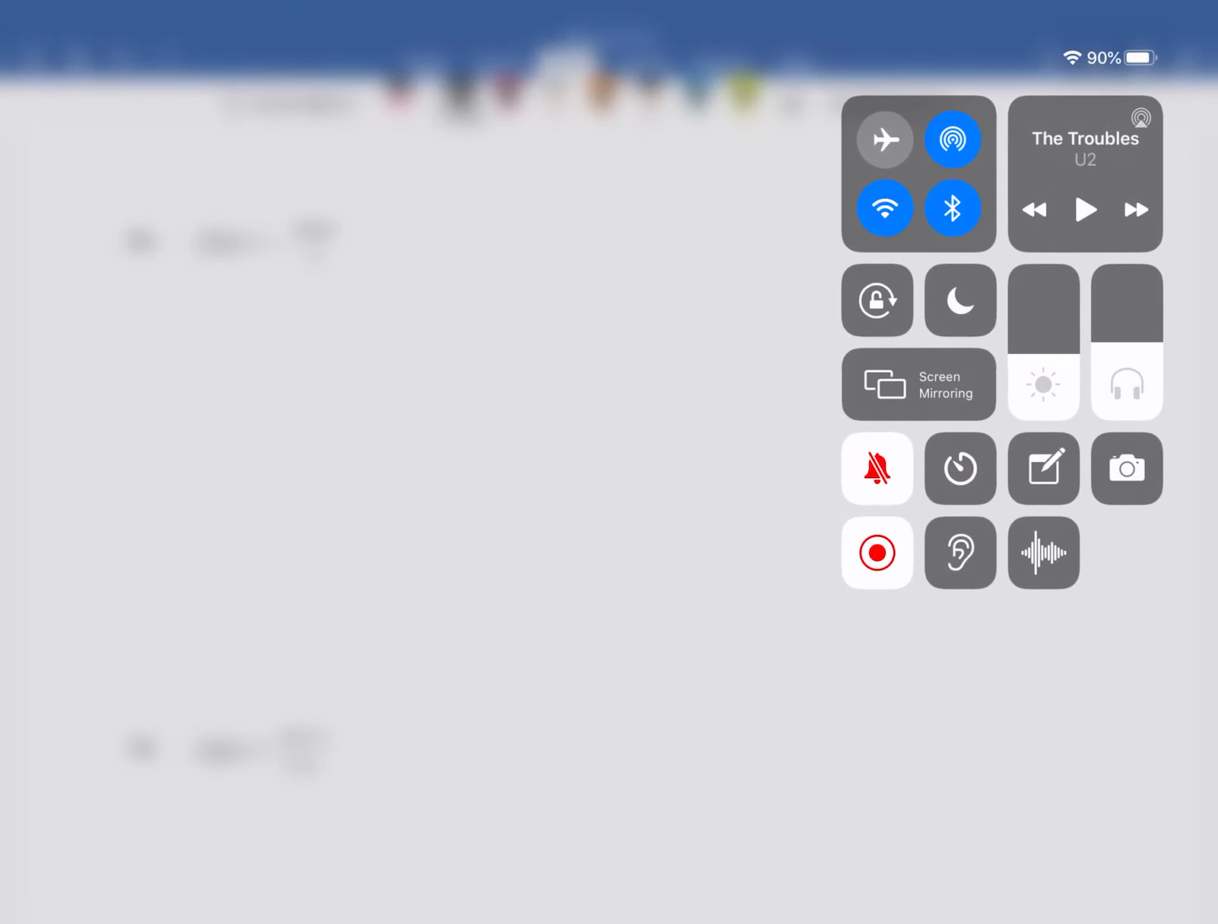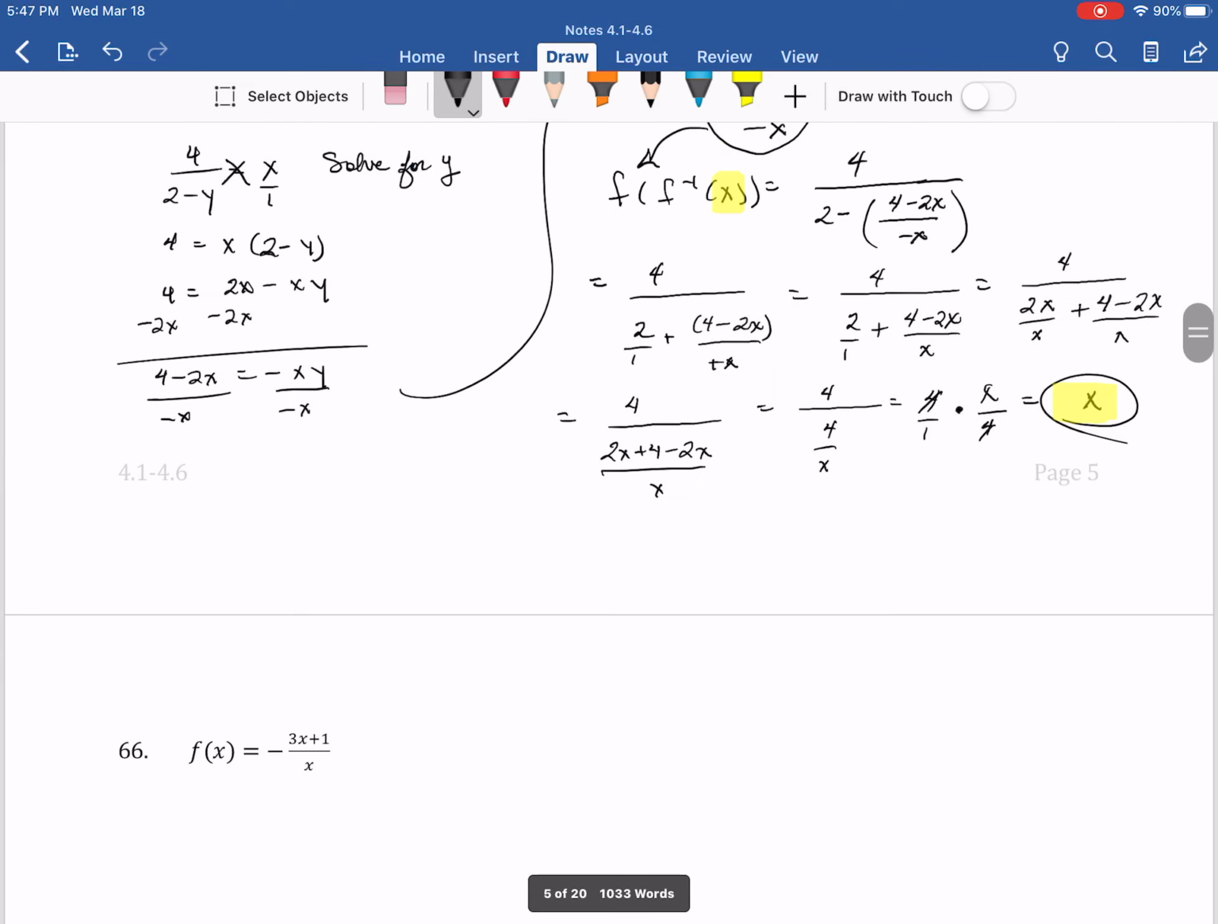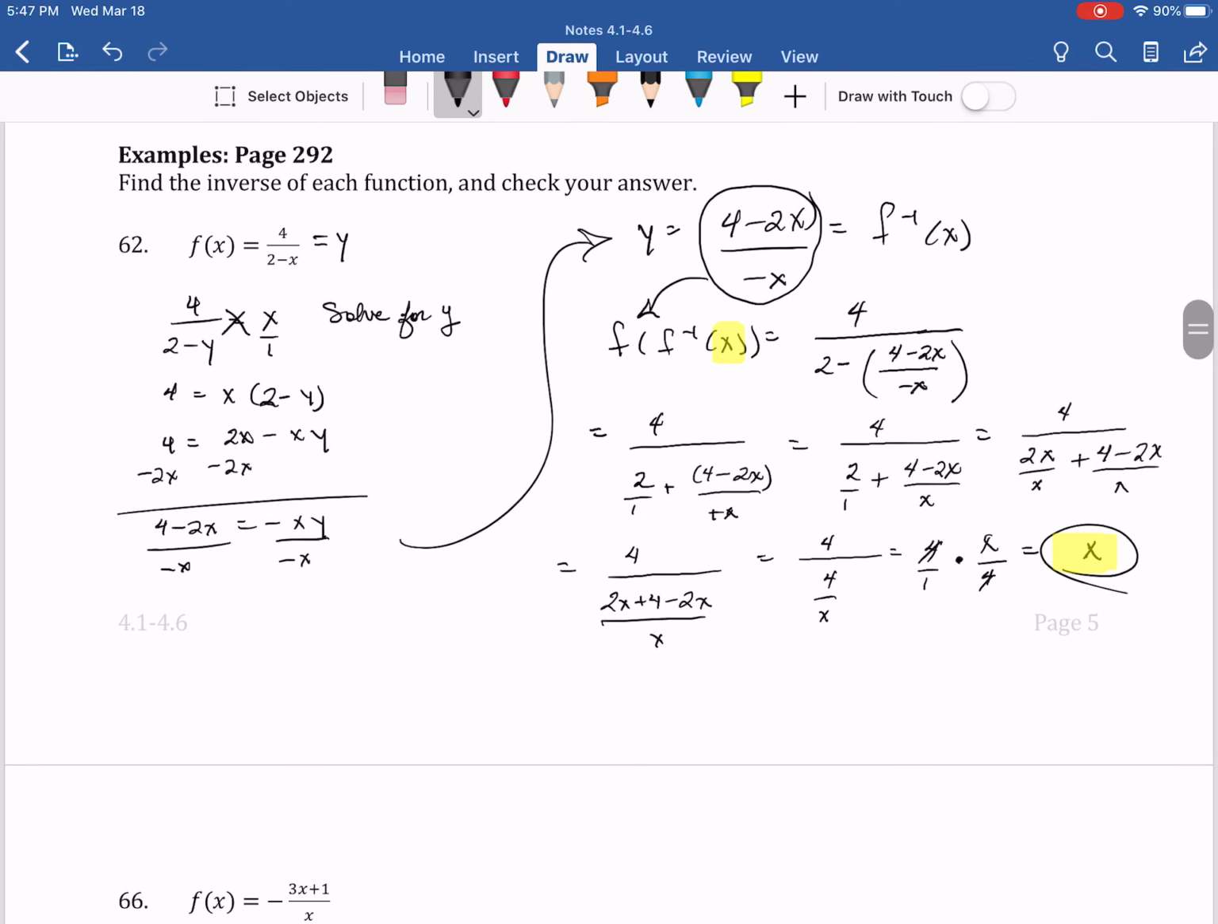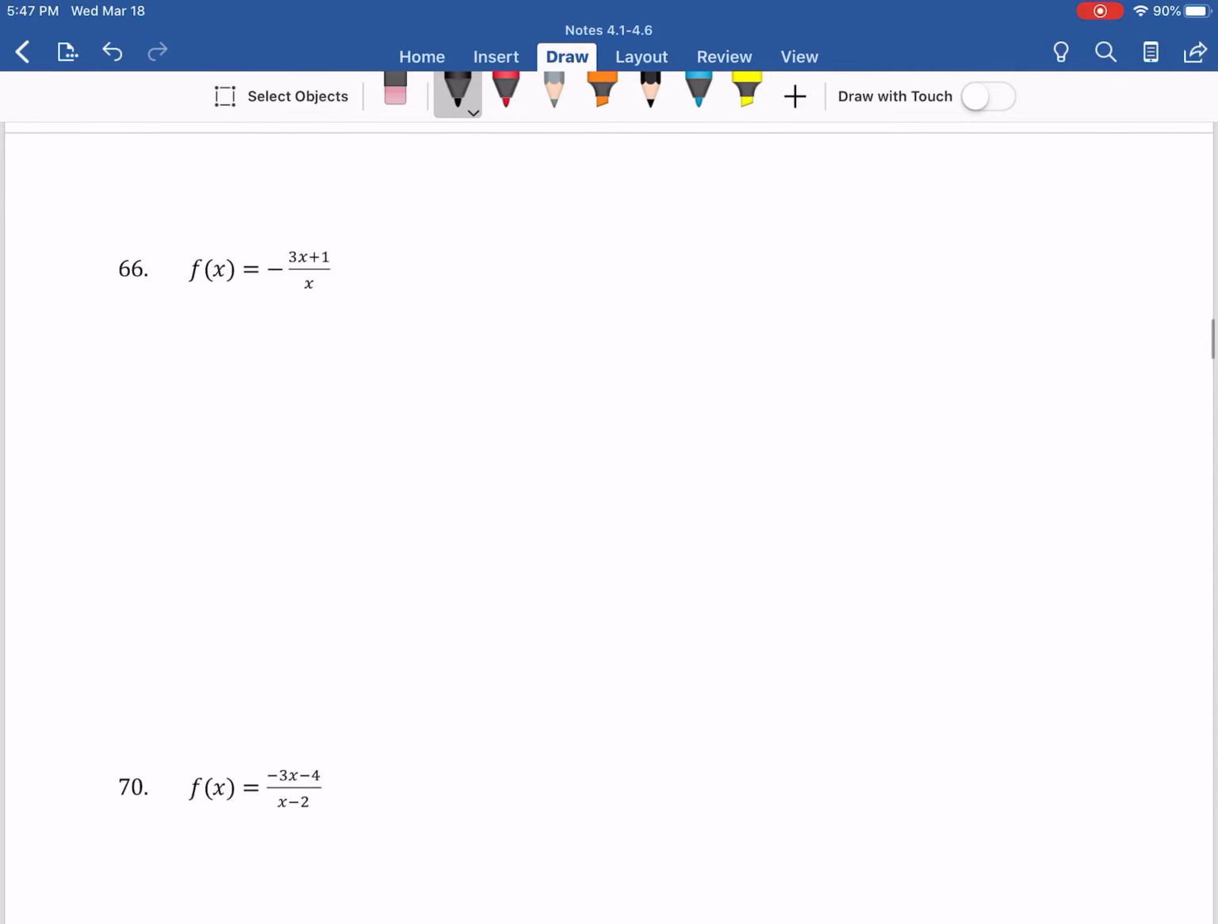All right, here we are with question 66. Question 66 has the same directions, which means find the inverse of the function and check your answer. Find the inverse. All right, we learned what that means to do. We interchange the x and the y, and then we solve that equation for y.